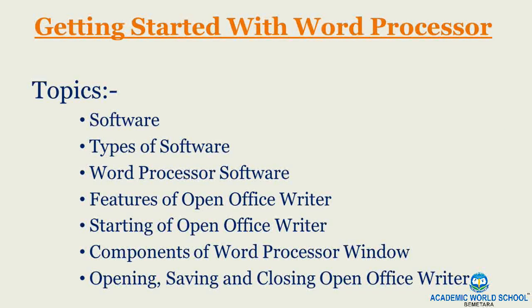So today I am going to deal with the chapter word processor. The topics which we are going to cover in this chapter are: first, software; second, types of software; third, word processor software; fourth, features of Openoffice writer; next, starting of Openoffice writer; next, components of word processor window; and the last is opening, saving and closing of Openoffice writer. So let's start the video.